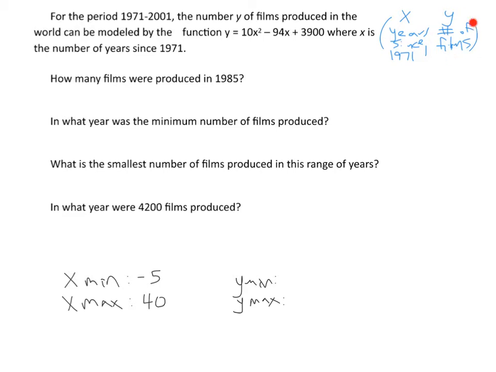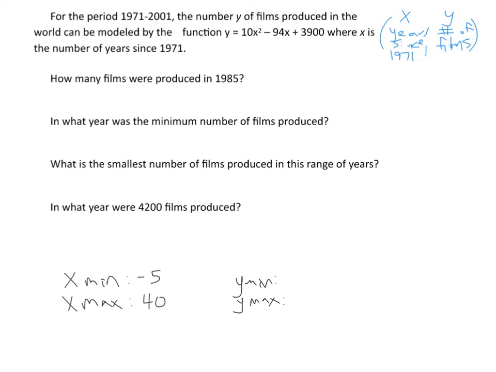All right, how about y? The number of films. Sometimes that's hard to guess. Is it 8 films? Is it 7 million films? How many films have been created in this time span per year? Well, one way you can think about it is, what happens if no years have gone by since 1971? What if x was 0? Well, if I put a 0 in right here, and a 0 in right here, I'd get 0 minus 0 plus 3,900, which means I would get 3,900. So we actually need a very large value for y, because if it's been 0 years since 1971, we have 3,900 films. So I know I need to go higher than that on my y max.